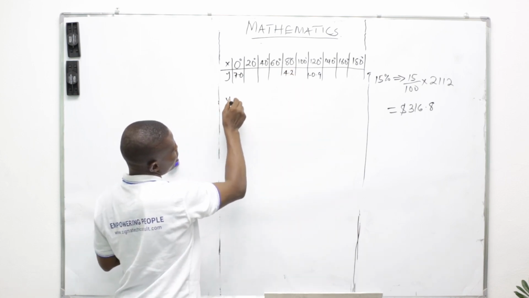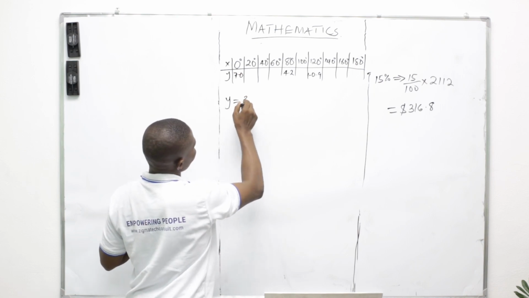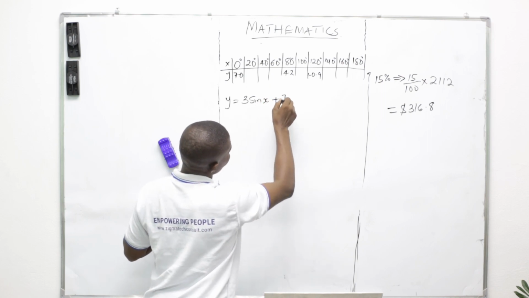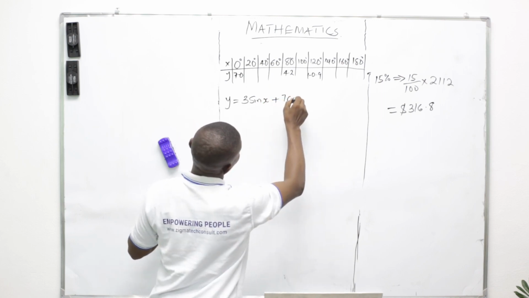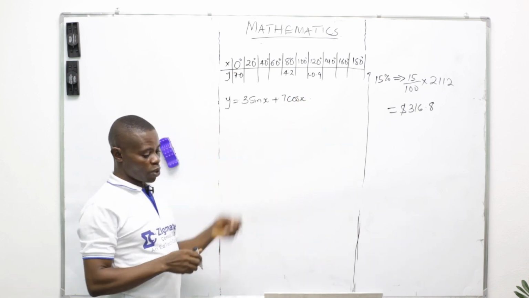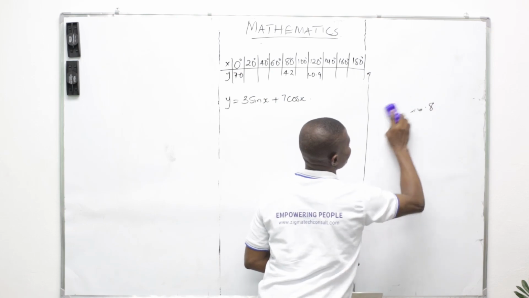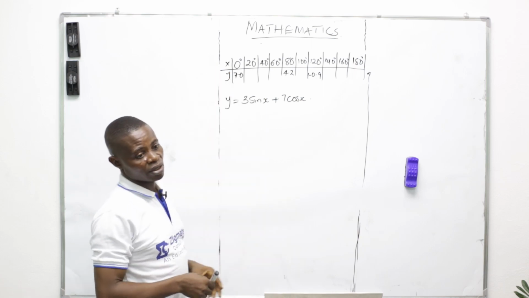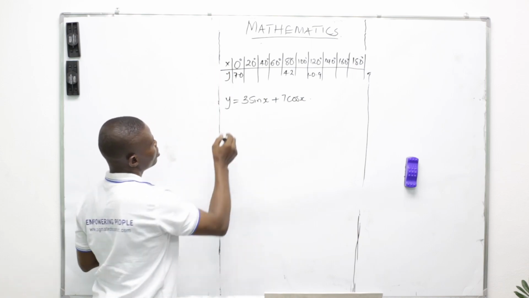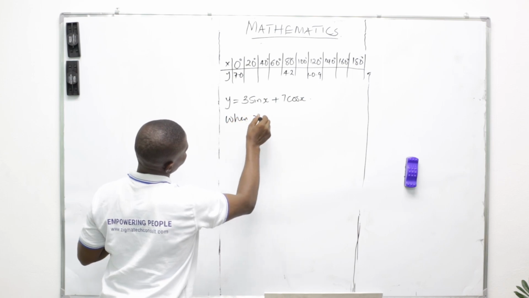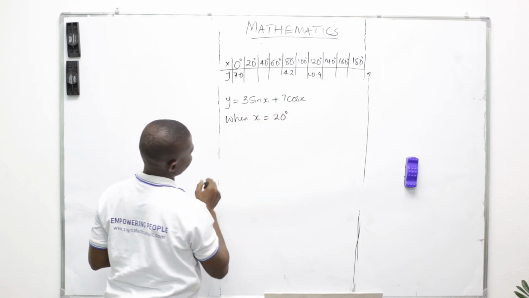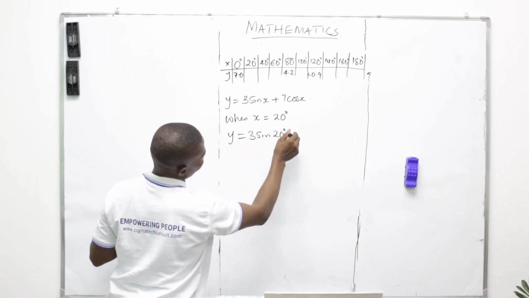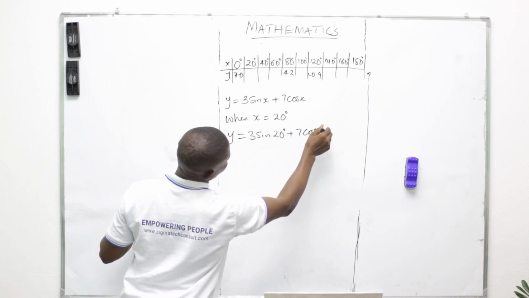The equation for this is y equals 3 sine x plus 7 cos x. You don't have a problem here. The only thing you need to do is learn how to say, when x is this, you apply the equation given to you. So when x equals 20 degree, y will be what? 3 sine 20 degree plus 7 cos 20 degree.